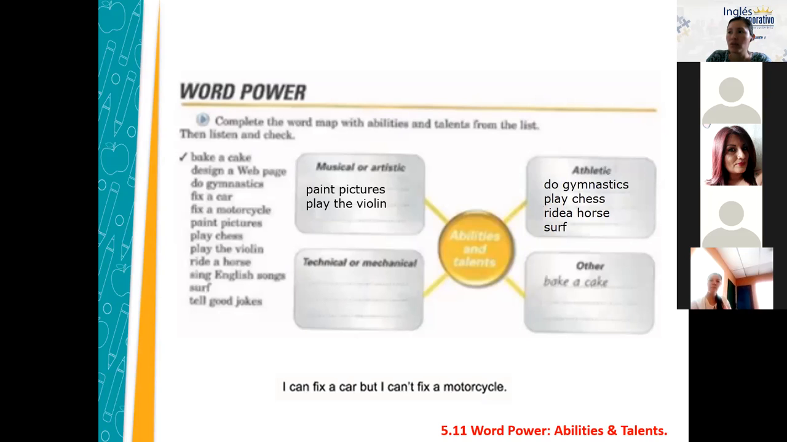Let's move on. We're going to add the technical or mechanical, right? Let's see what we can find here. Well, design a web page, right? Fix a car. Fix a motorcycle, right? Okay, and let's see, technical or mechanical.